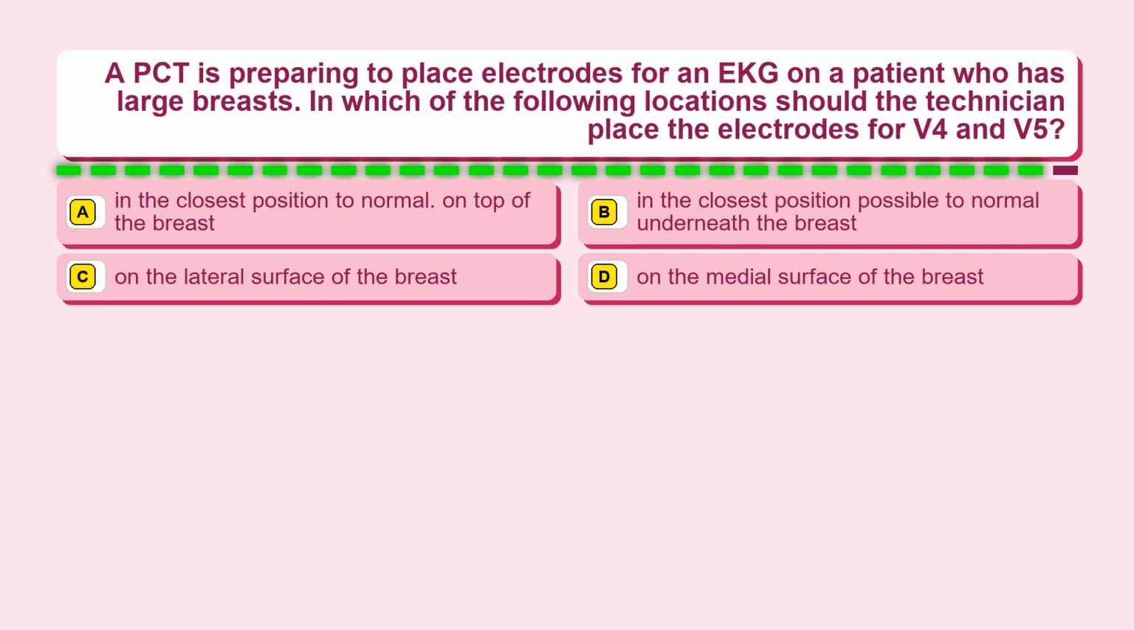Question 35. A PCT is preparing to place electrodes for an EKG on a patient who has large breasts. In which of the following locations should the technician place the electrodes for V4 and V5? Option A. In the closest position to normal, on top of the breast. Option B. In the closest position possible to normal underneath the breast. Option C. On the lateral surface of the breast. Option D. On the medial surface of the breast.